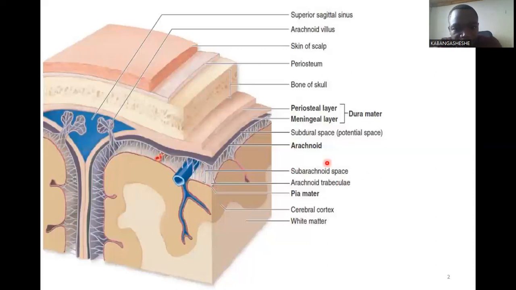Now, in the brain, we're saying the meninges have two layers: an outer layer and an inner layer. The layer of the dura mater that is closest to the bone, the cranium, we call the periosteal or endosteal layer of the dura mater. This is the layer we're looking at. It is continuous with the cranial bone.